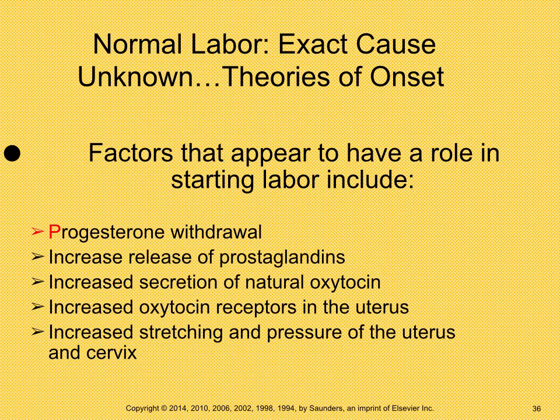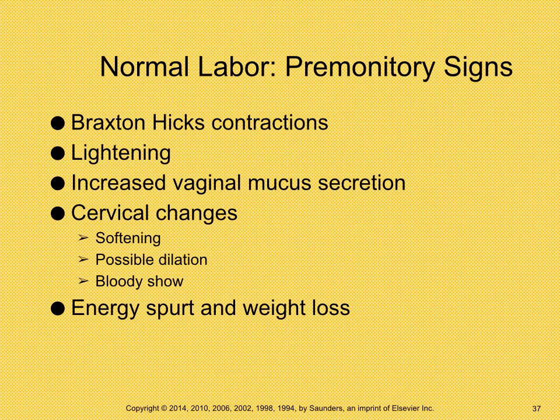Normal labor: the exact cause is unknown. There are a ton of theories of onset. Some theories say that the fetus releases hormones and the mom releases hormones, but really labor is spontaneous. Factors that appear to have a role in starting to induce labor include a progesterone withdrawal, release of prostaglandins, increased secretion of natural oxytocin in the brain, increased oxytocin receptors in the uterus, and increased stretching and pressure of the uterus and cervix. Those are all likely factors that influence labor and birth, but really at the end of the day, labor and birth is a spontaneous event.